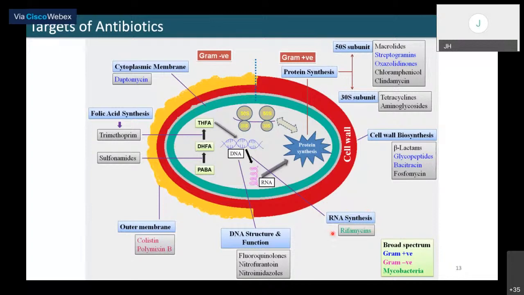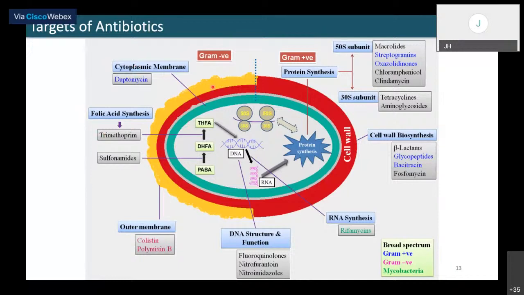These are the biomacromolecules within their body, so that if you can inhibit their synthesis, they'll die. There are molecules, fluoroquinolones for example, that inhibit the DNA structure and function of the bacteria. There are molecules which can inhibit folic acid synthesis. And there are some molecules which interact with the membrane that I spoke about.